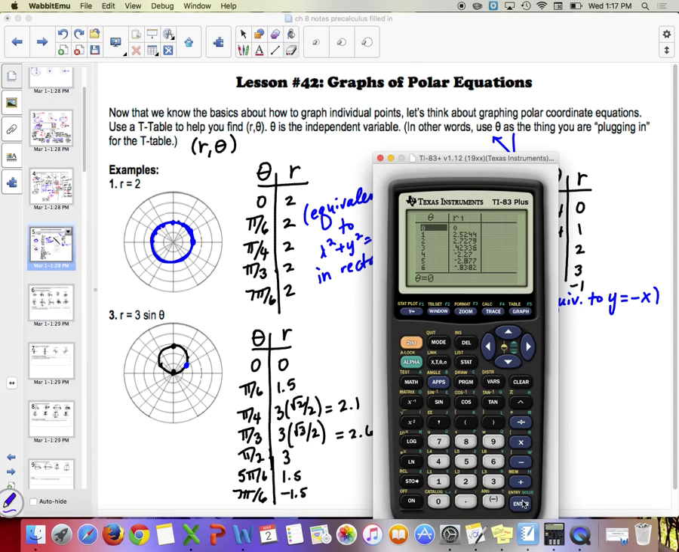So do 0, right? Pi over 6. Oh, we have to do, hang on, this one.